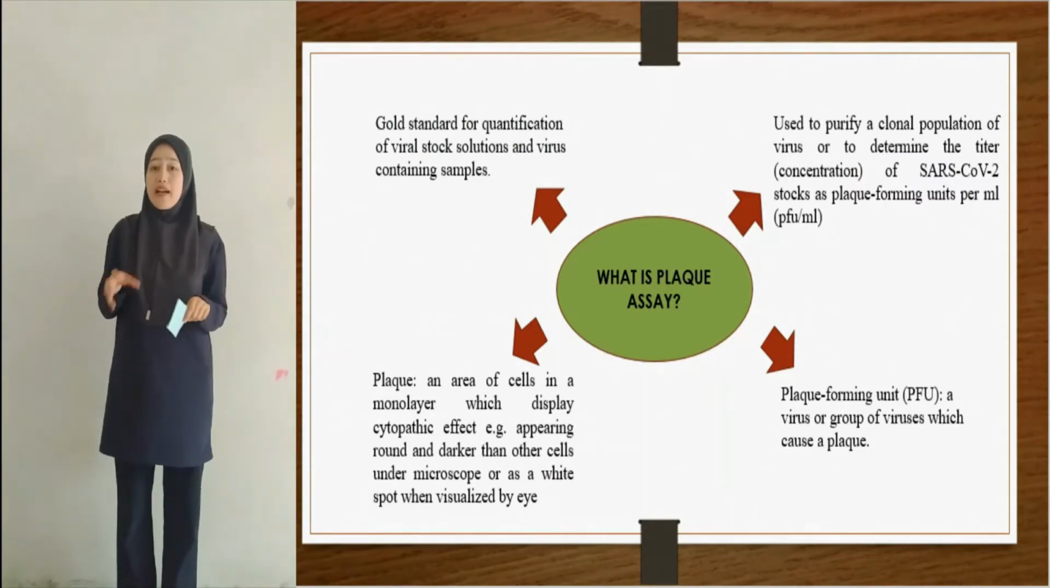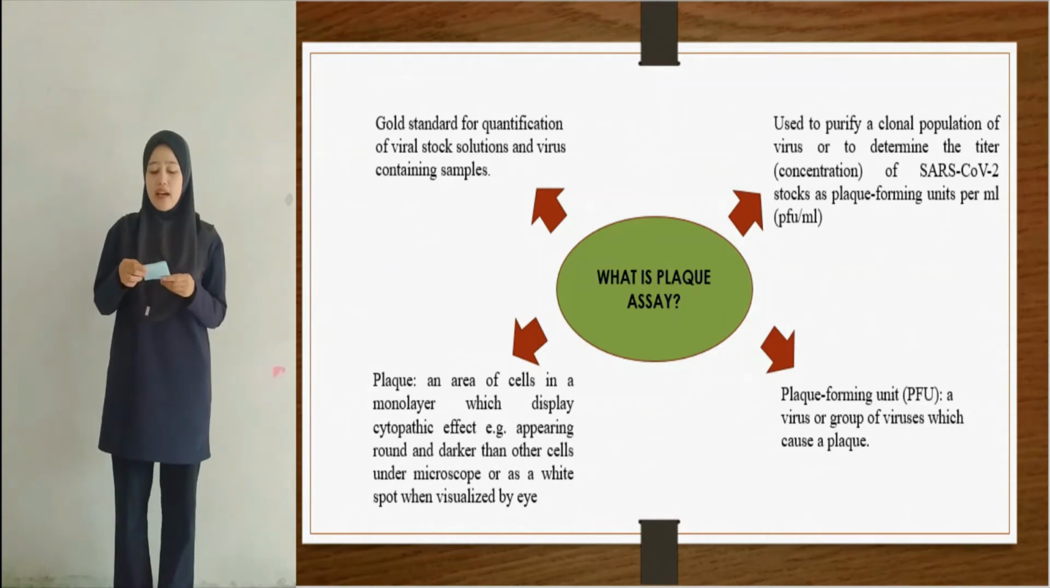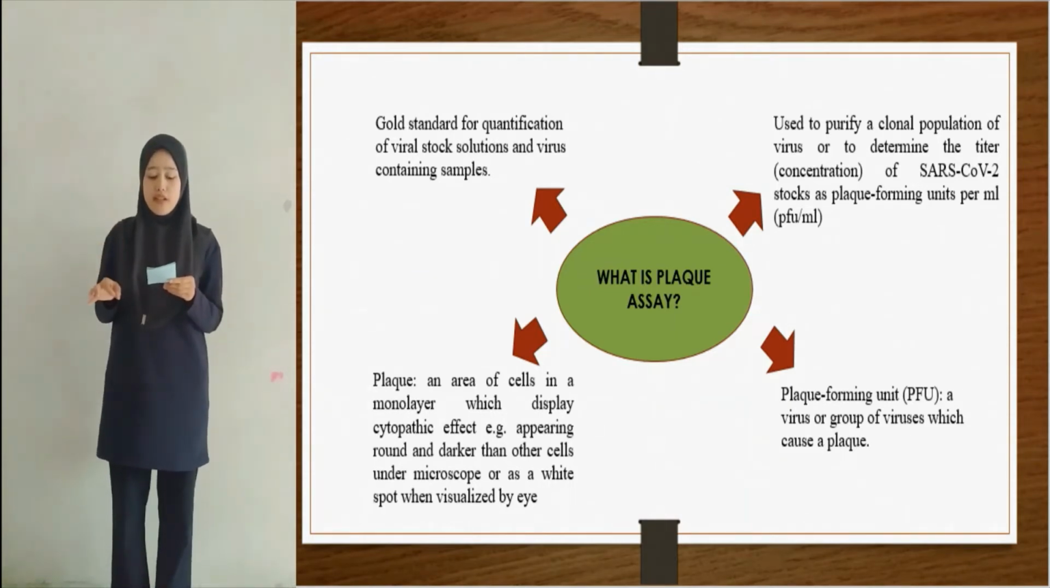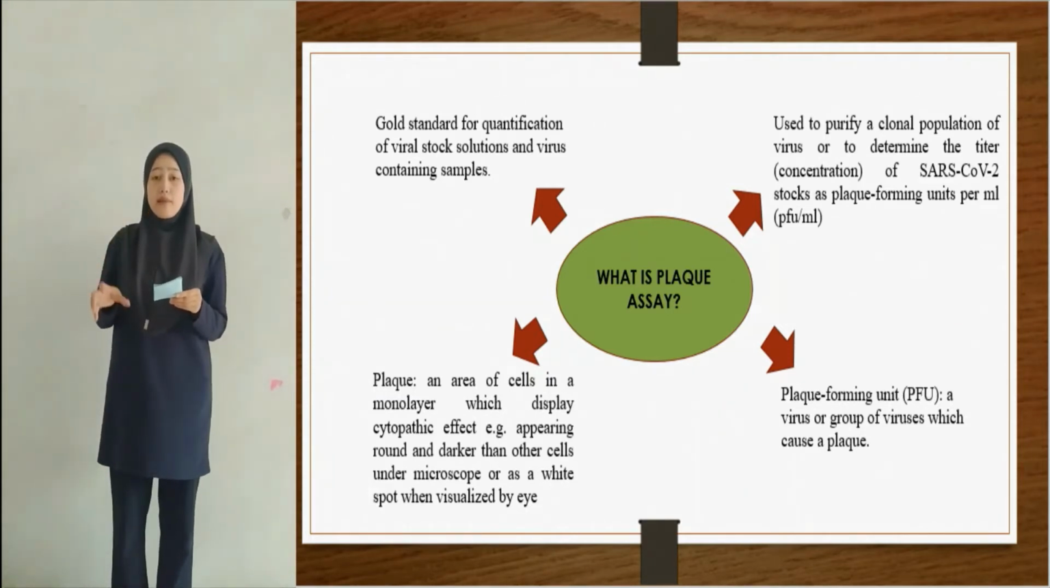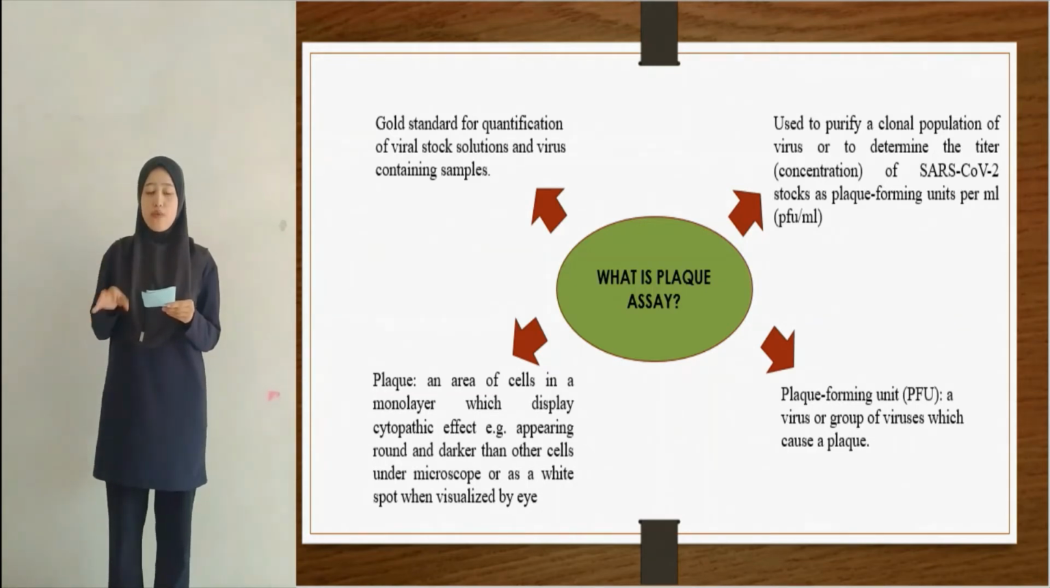In the plaque assay, what we are going to observe as a result is the formation of plaques, which are areas of cells in a monolayer that display cytopathic effects. When we use our naked eye, we can observe the plaque as a white spot, while if we use a microscope, we can observe the plaque appearing round and darker than other cells.